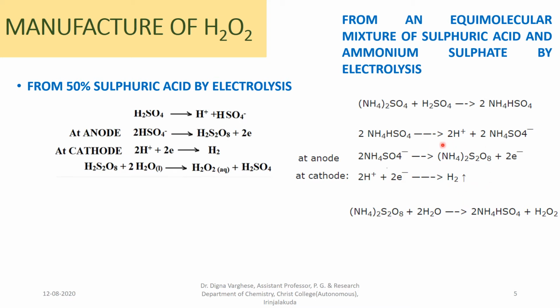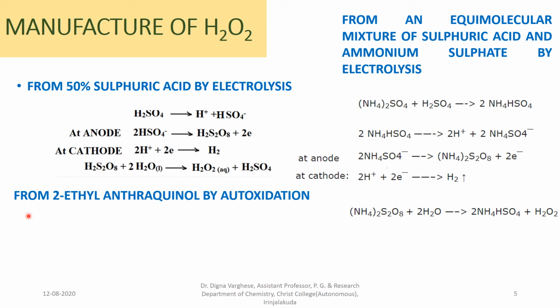Ammonium persulfate is immediately drawn out from the cell and distilled over along with water, and we will get ammonium bisulfate and hydrogen peroxide. A 30% hydrogen peroxide is obtained by this method.